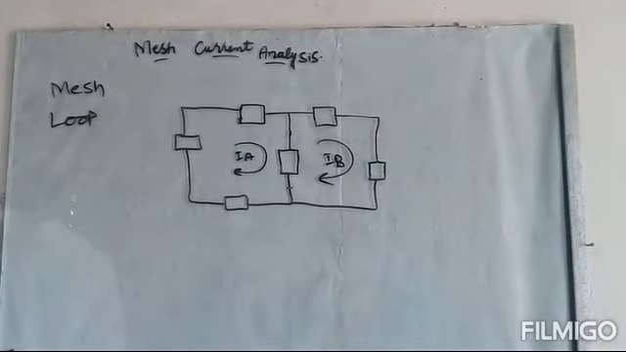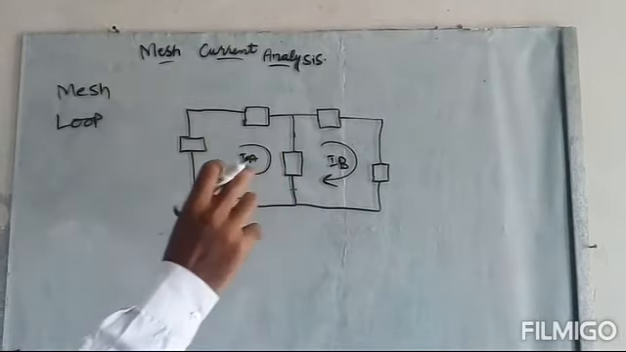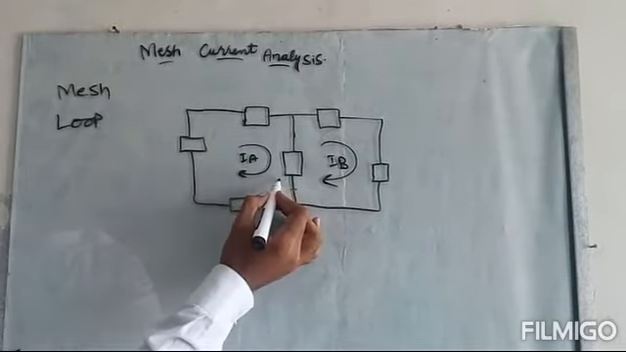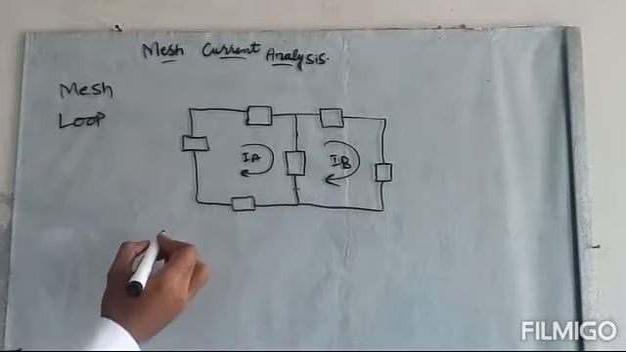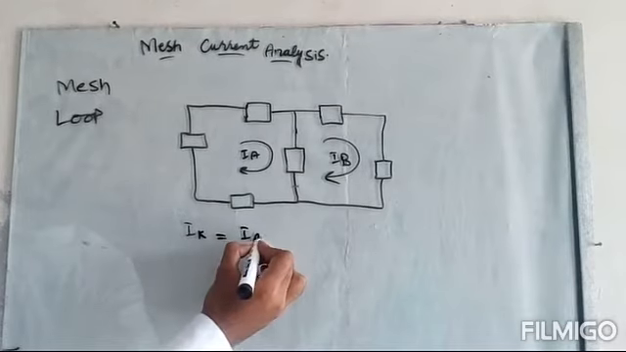And there is another rule: if an element is common to two meshes, the current of that element will be equal to IA minus IB.